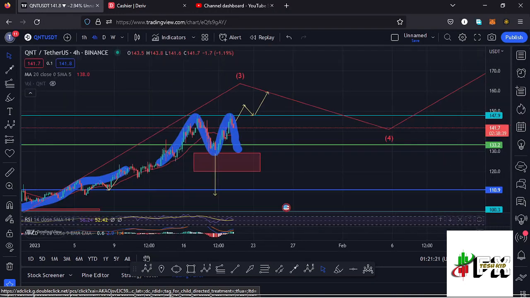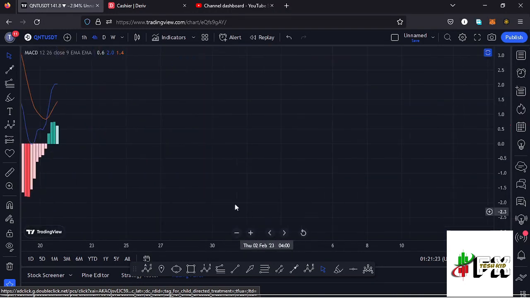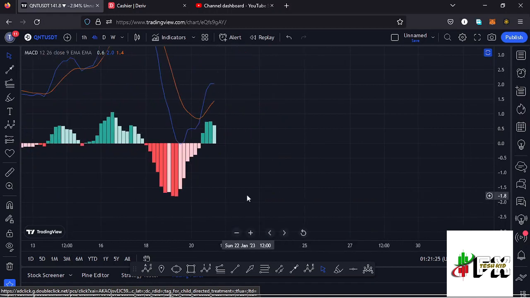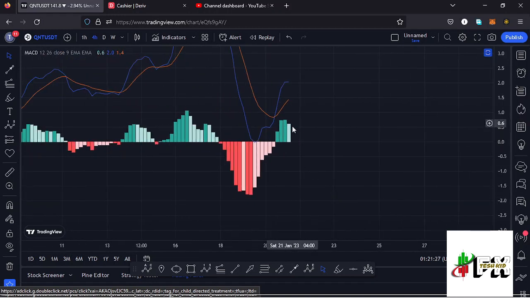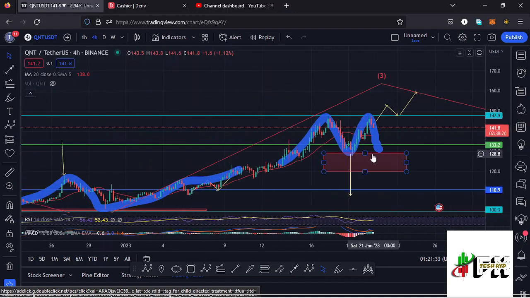Also taking a look at the MACD. On the MACD, we have been able to print a bullish cross, but we are seeing a bit of a decrease in the buying momentum, and that would mean maybe soon we might be able to print that bearish cross. So let's be patient and see how that plays out, and I'll keep you updated.